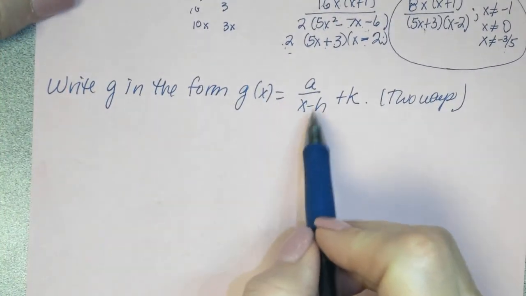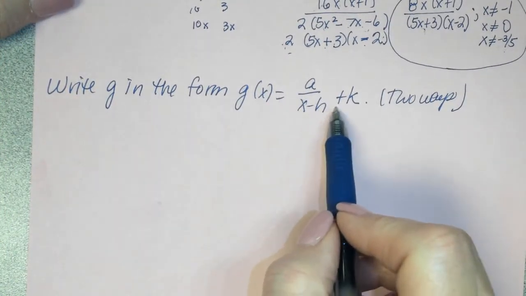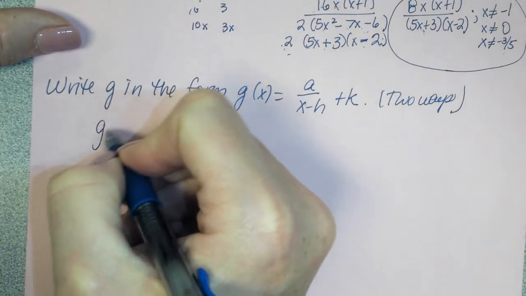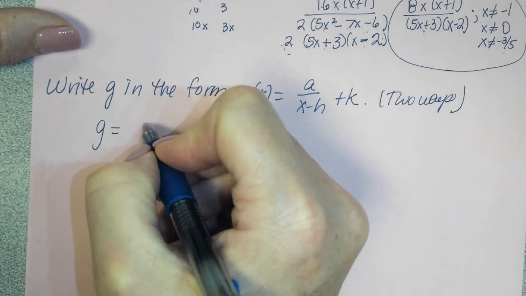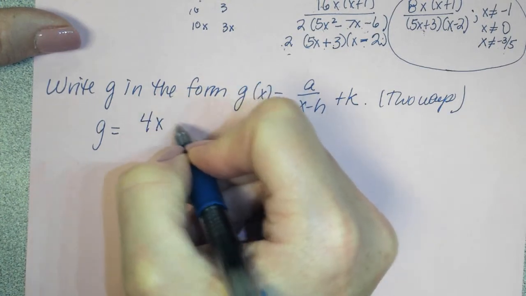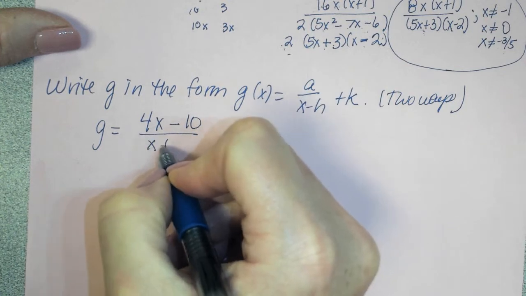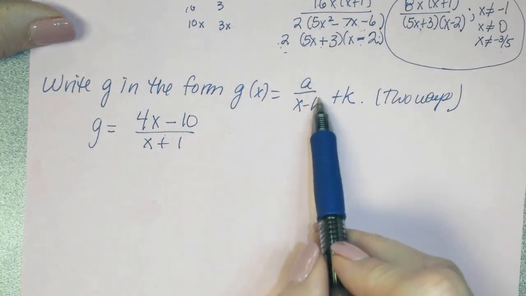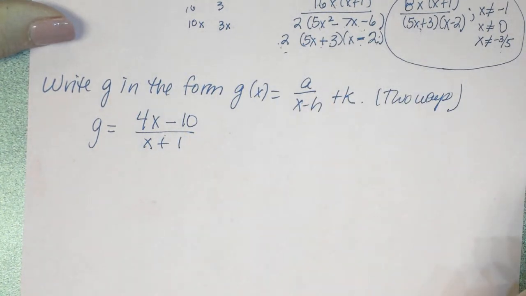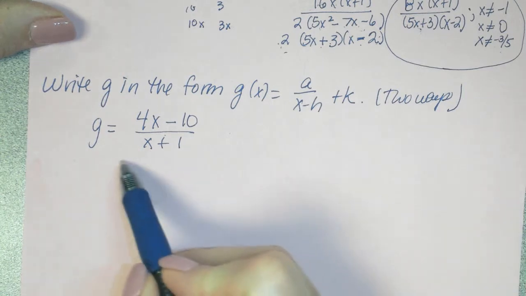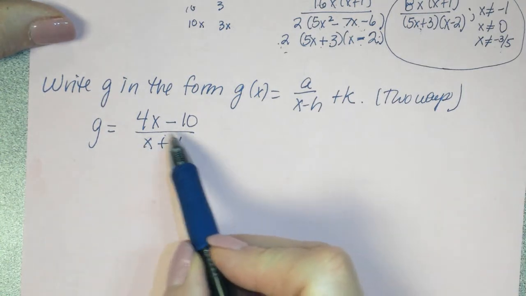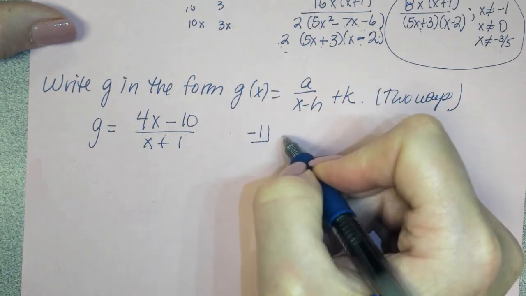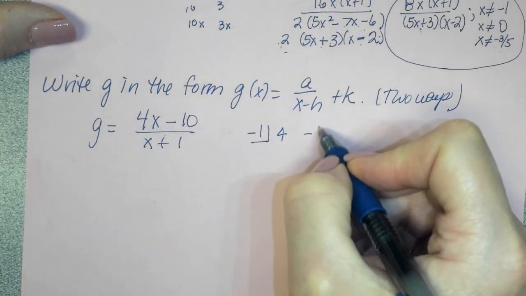Okay, what about this? What did I tell you to do if we have a problem and we're trying to write it in this form? Let's say the problem is G equals, let's say, what do we want? 4x minus 10 over x plus 1. Do you guys remember the easiest way to rewrite this in that form? From the video notes, what was the way we used? Synthetic division, right? What's going to make this equal 0? Negative 1. So I could put negative 1 in the box and then do 4 and negative 10.